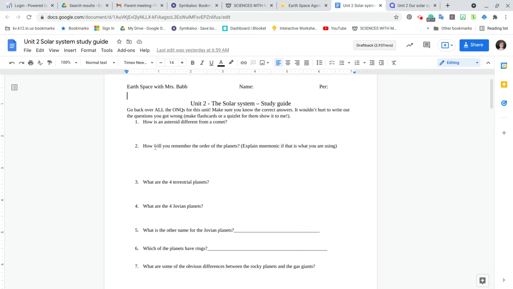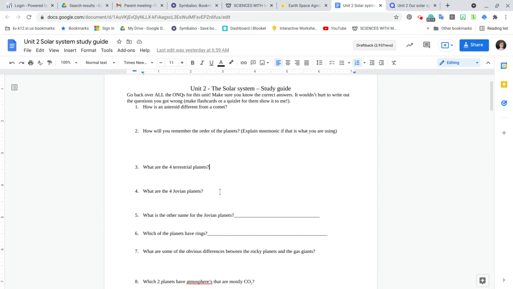How will you remember the order of the planets? A mnemonic is like: My very excellent mother just served us nachos. So that would be an easy one. All you have to do is remember that Mercury is the closest planet to the sun on that one. So my very excellent mother just served us nachos. 4 terrestrial planets. Those are the 4 closest to the sun.